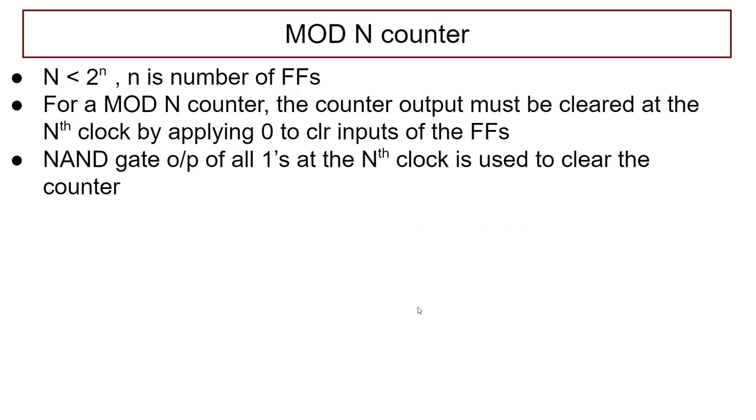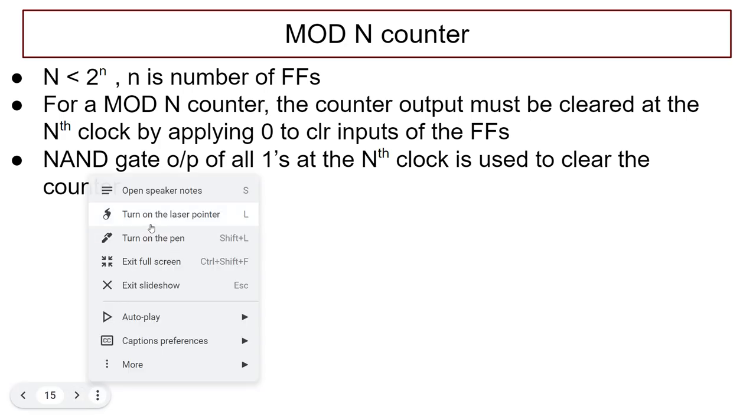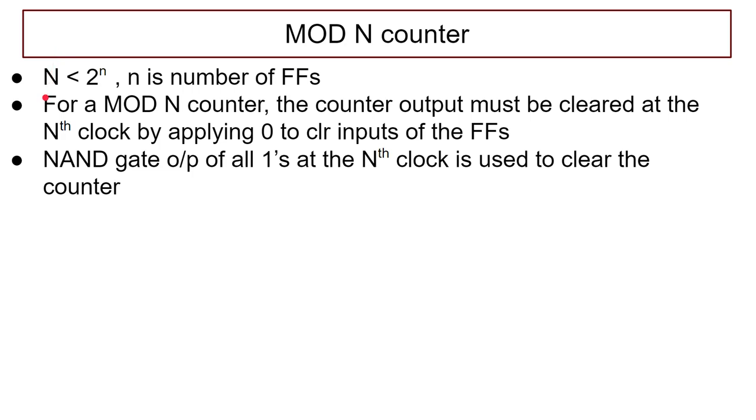Such a counter is called a modulo n counter. So in a mod n counter, n refers to the number of clock pulses the counter is able to count, and this number n must be less than or equal to 2 power n, where n refers to the number of flip-flops. So in a modulo n counter, the counter output must be cleared, in the sense the counter should be reset to 0 after the application of the nth clock pulse.